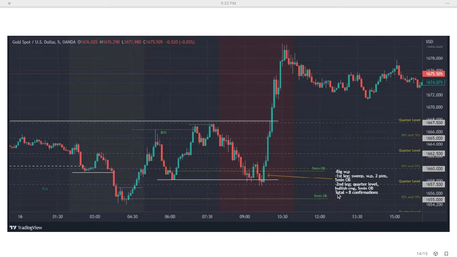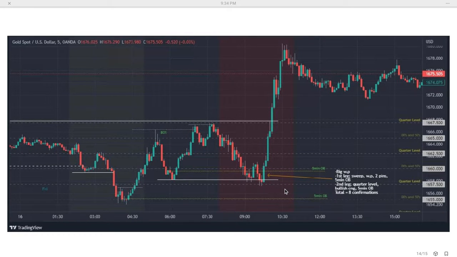Now, here on the second leg, we do have price reacting off of the quarter level. We have the bullish engulfing candle, and all of this is happening at the 5 minute order block. The thing with my trades is this: I break everything down into details and I just add them up. And these details or these confirmations need to be happening at a point in time that is significant to me. In this case, it is the order block. In this case, it is the support level.